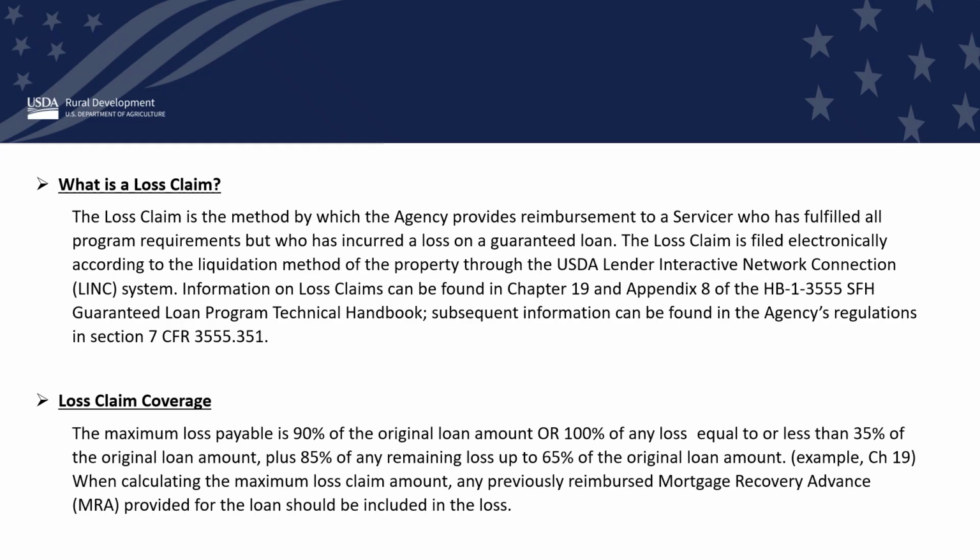One note on loss claim coverage: 100% of any loss equal to or less than 35% of the original loan amount, plus 85% of any remaining loss up to 65% of the original loan amount, is not something the servicer will have to calculate. This is a system calculation and can be found under the computed loss information of the actual loss claim in Link.